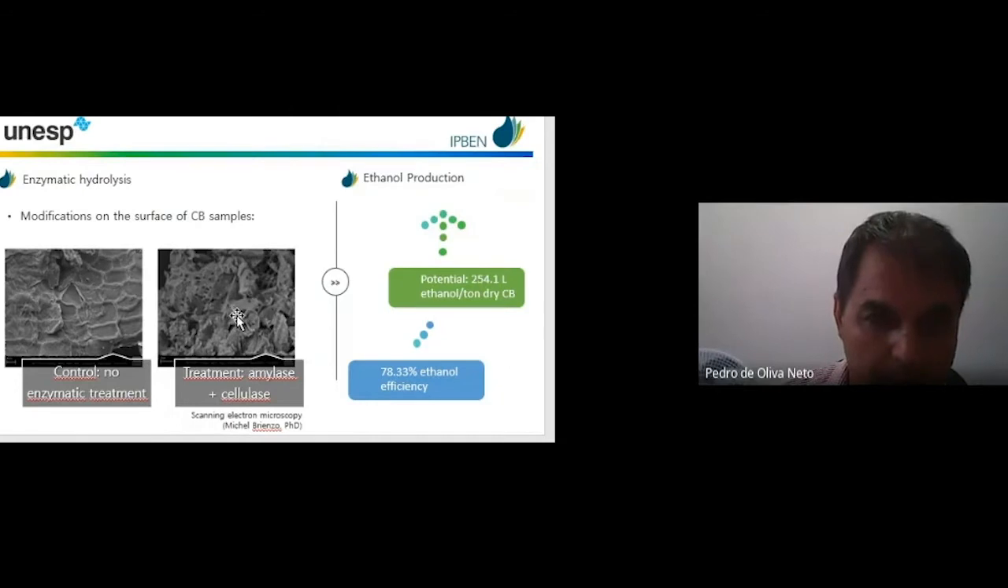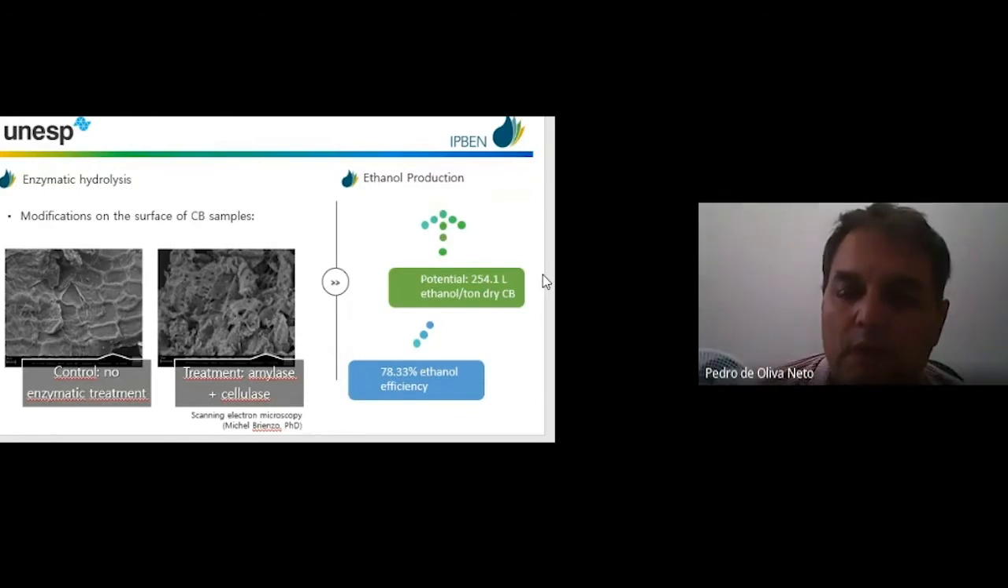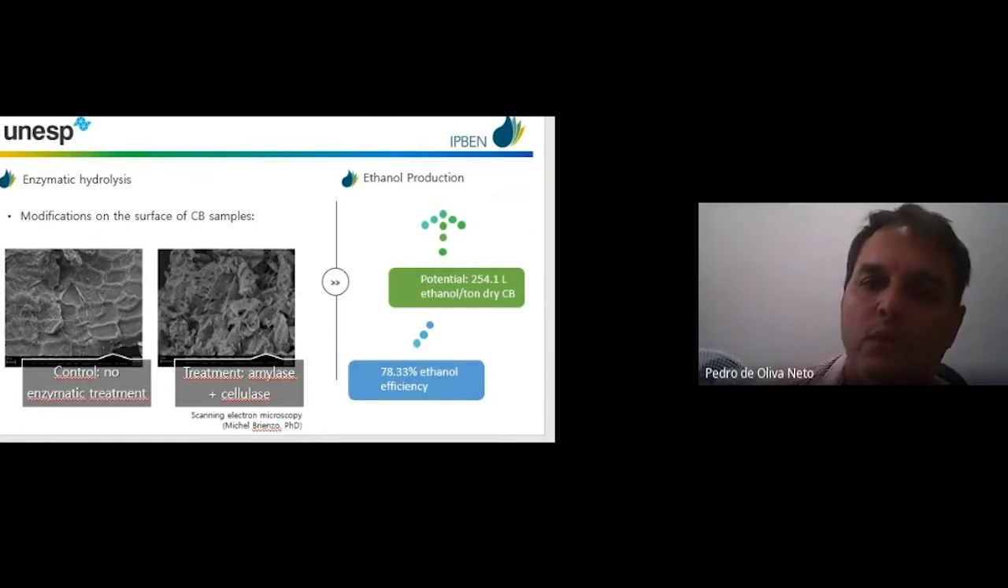We can see here the attack of cellulase and amylases, the combination, on a fiber, in the cassava bagasse. And we have here, with this combination of enzymes, an ethanol yield efficiency of 78%, and the production of about 254 liters of ethanol per ton of cassava bagasse. It's a huge number.